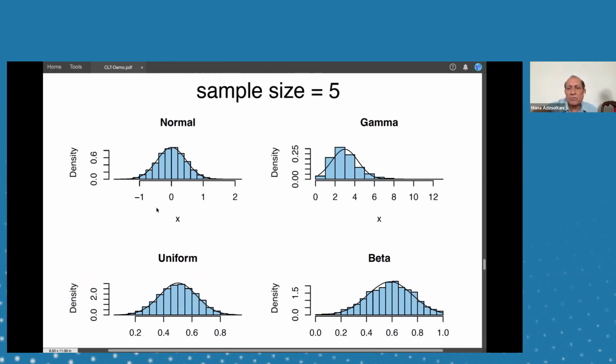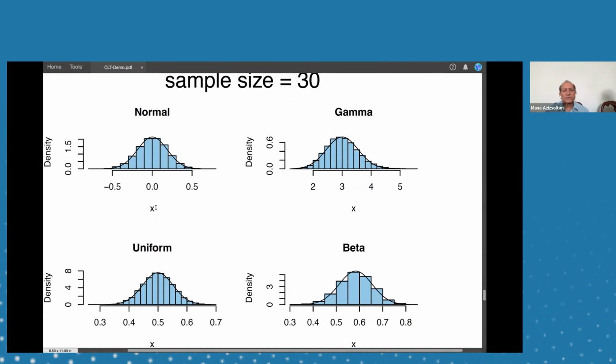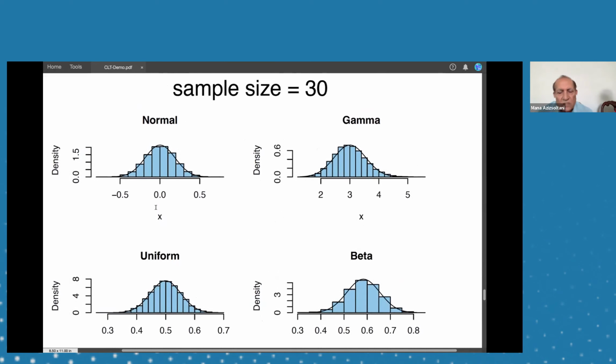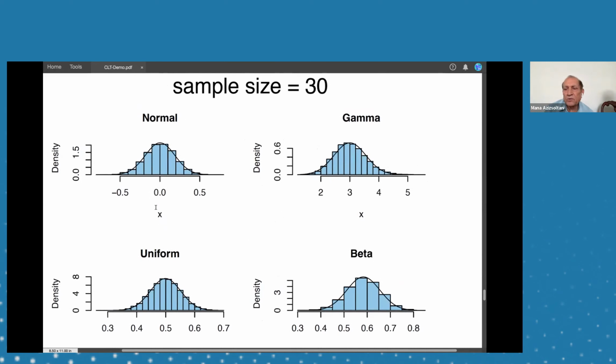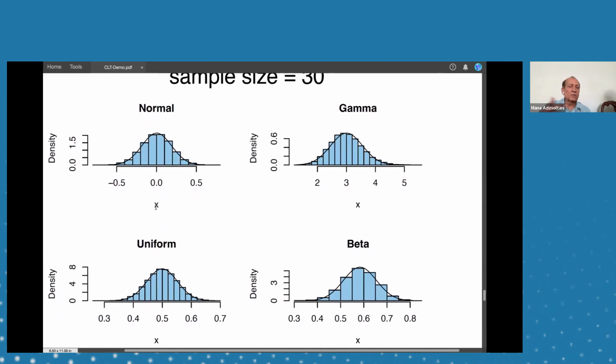So if you increase the sample size, this is a small sample, if you go up, see, this is a sample of 30. You can see that even for gamma, it looks like normal. Beta distribution is restricted to the range of 0, 1, and it's asymmetric, it's not symmetric at all, depending on the parameters, but the distribution of X bar becomes symmetric.